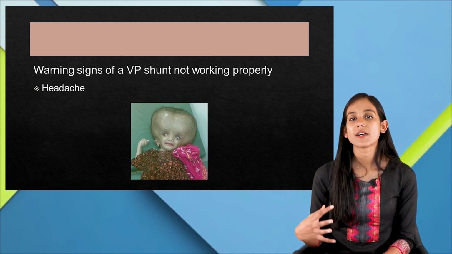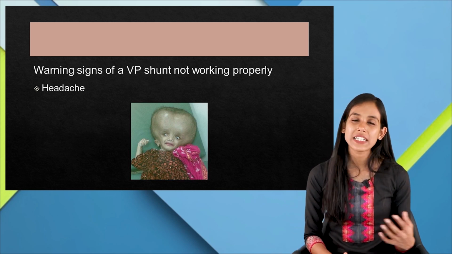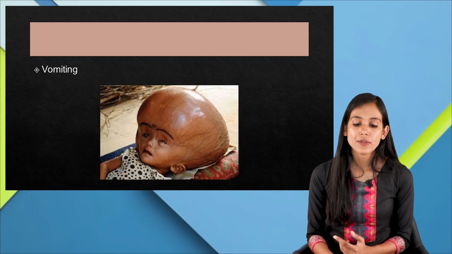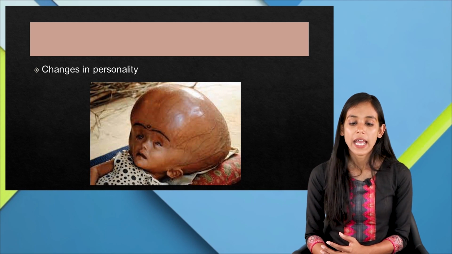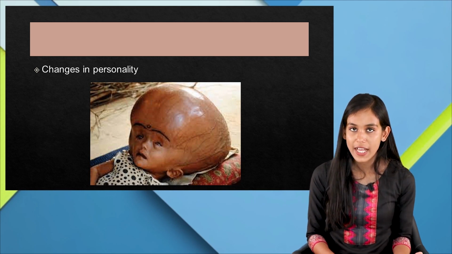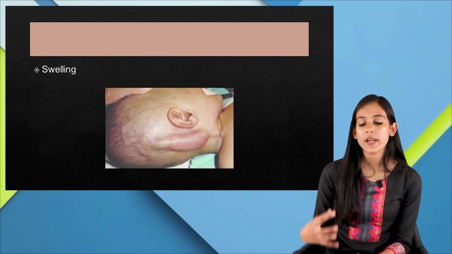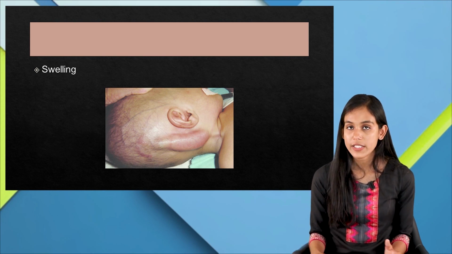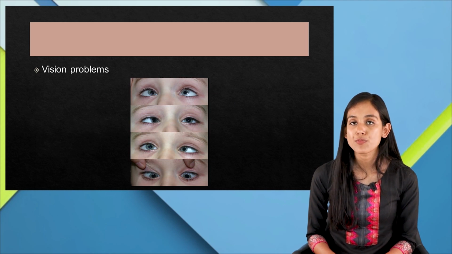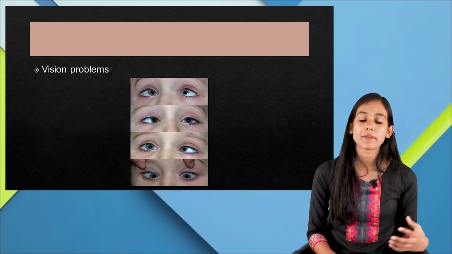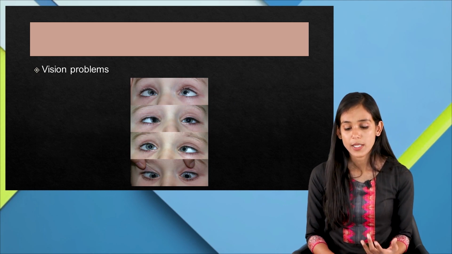So there would be a headache which would increase over time, and also there might be vomiting without a feeling of nausea, and there would be changes of personality. And then again, there might be swelling of the skin that runs along the path of the VP shunt. And there might be certain vision problems also. For example, there might be blurry vision or double vision.